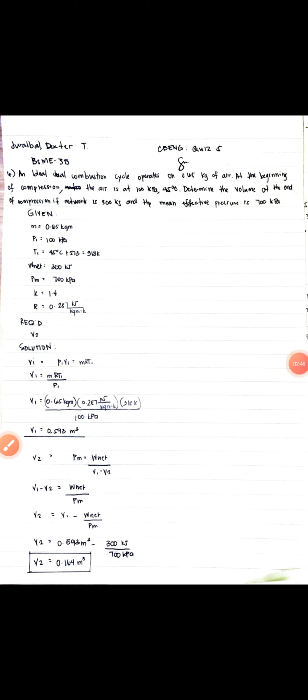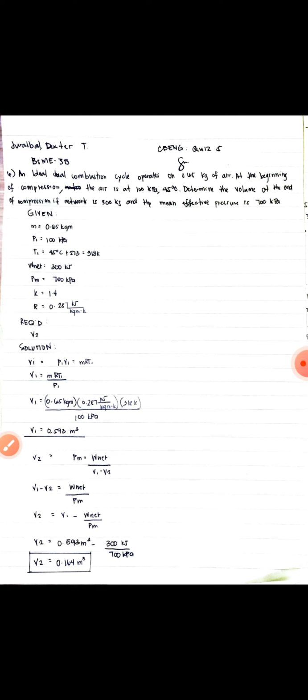Problem number 6. An ideal dual combustion cycle operates with 0.65 kg of air. At the beginning of compression, the air is at 100 kPa, 45 degrees Celsius. Determine the volume at the end of compression if net work is 300 kJ and the mean effective pressure is 700 kPa.